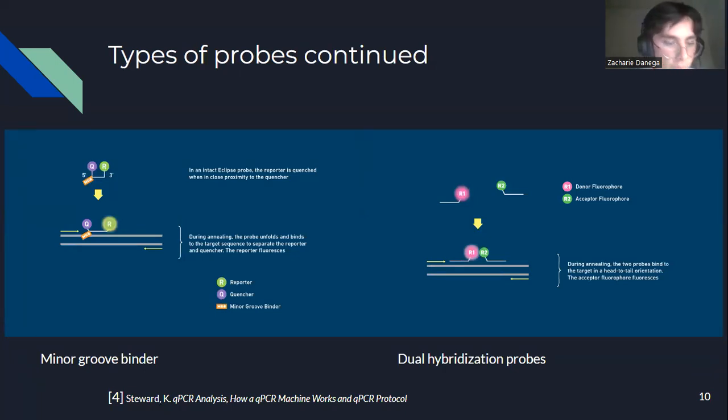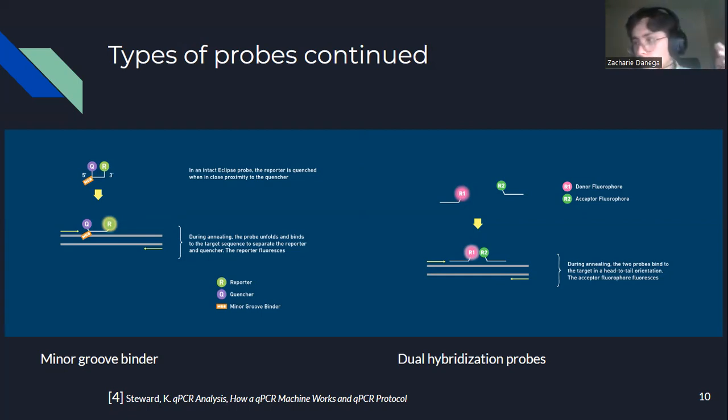So here's a minor groove binder, and essentially it's attached to a minor groove binder, right? It's all tangled up. And when it's all tangled up, the quencher and the reporter are close together so that the reporter doesn't fluoresce. And during annealing, the probe unfolds. The minor groove binder unfolds and linearizes itself, and it separates the reporter and the quencher.